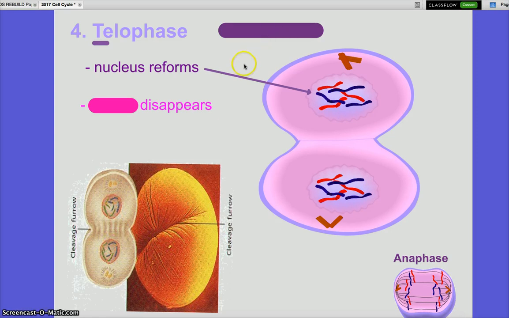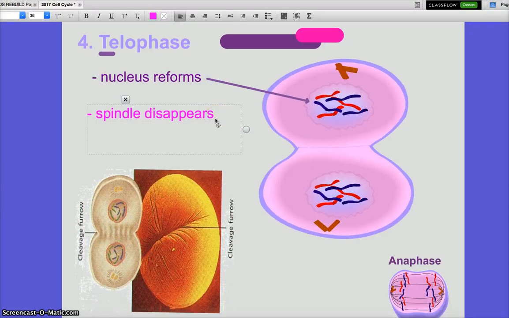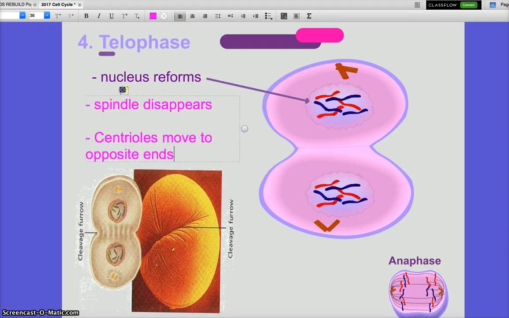What else? Nothing, not yet. The spindles are gone. The spindle's gone. And there's something else. What else? Tell me. What's this called? This chromatid. What's this called? Centrioles. They move to opposite ends again. These little things right here, okay? And that's telophase. And I will stop here.